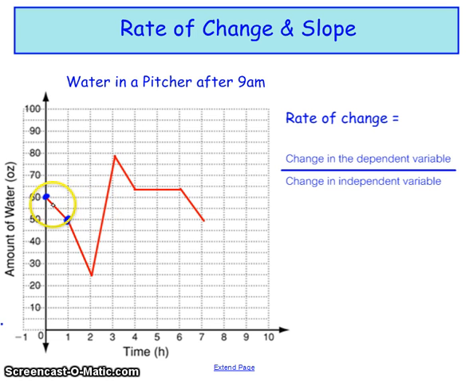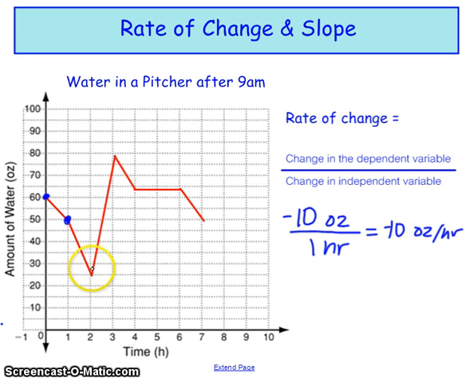So, for example, in this first hour, we go from 60 down to 50. So that's negative 10 ounces. And we go from 0 hours to 1 hour. So that's positive 1 hour. So we're talking about going from left to right. So we would say the rate of change is negative 10 ounces per hour.